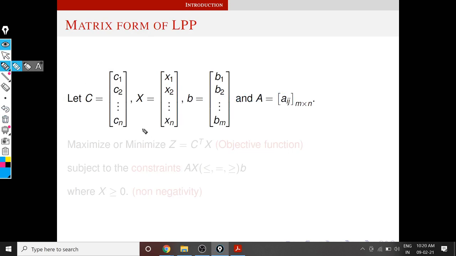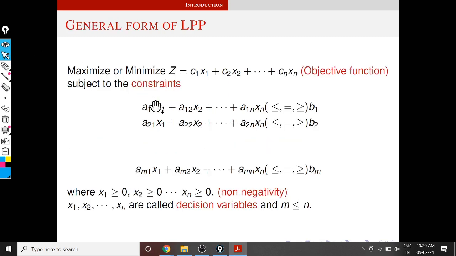Okay, next we are going to construct the matrix form of the LPP. How to construct the matrix form of the LPP? You see this here, Z is equal to like this.